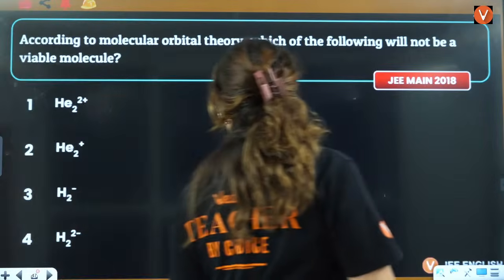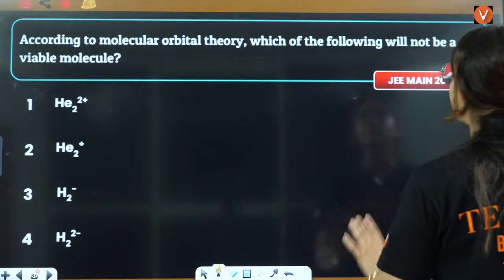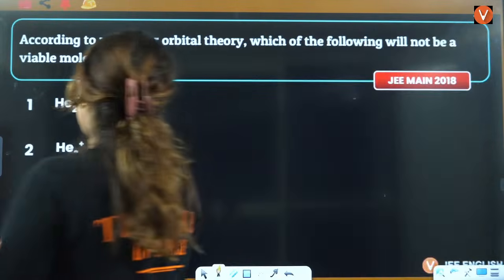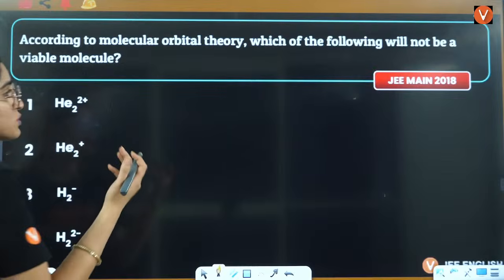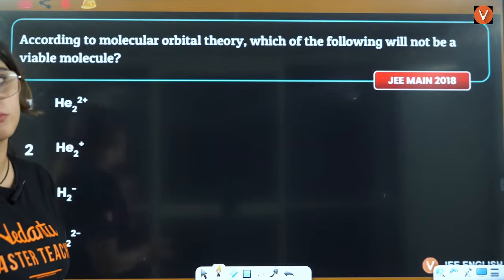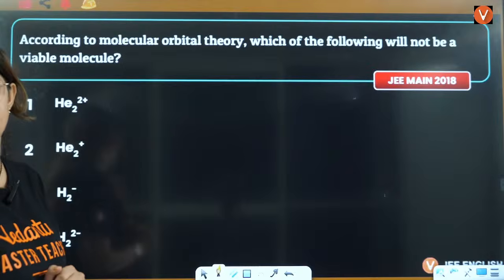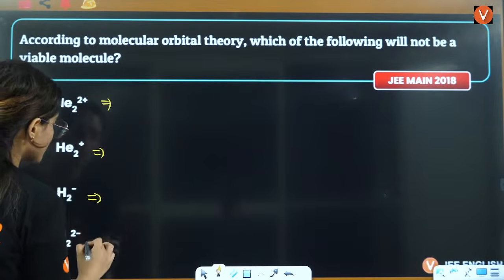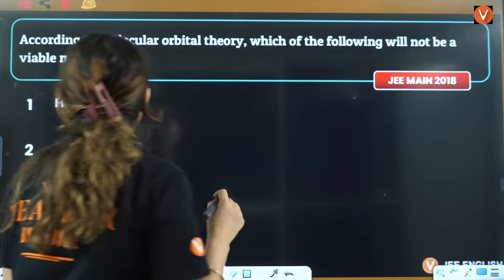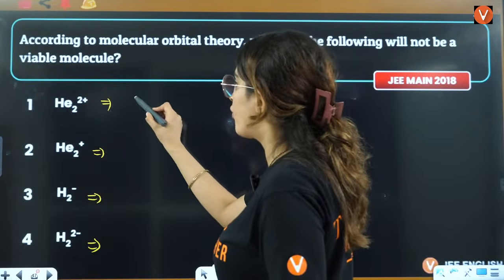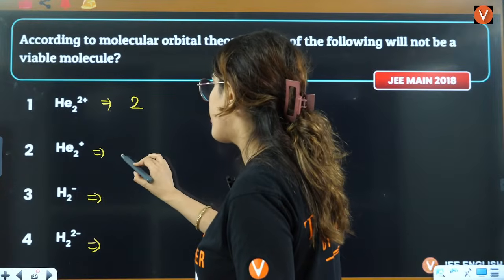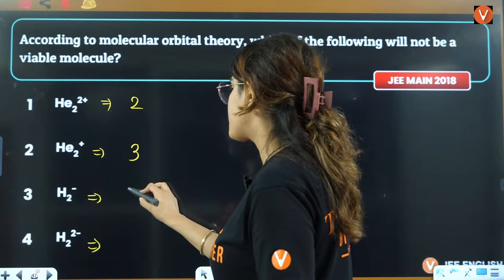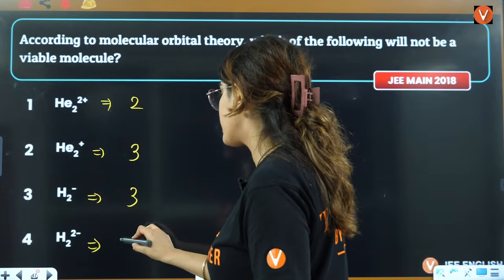Then, according to molecular orbital theory, which of the following will not be a viable molecule, which will not exist? If you see, the one which has 0 bond order will not exist. Now you have to calculate the bond order, calculate the number of electrons. I will do this with the help of the trick only. Number of electrons in helium is 4. 4 minus 2 is 2. 4 minus 1 is 3. 2 plus 1 is 3. 2 plus 2 is 4.